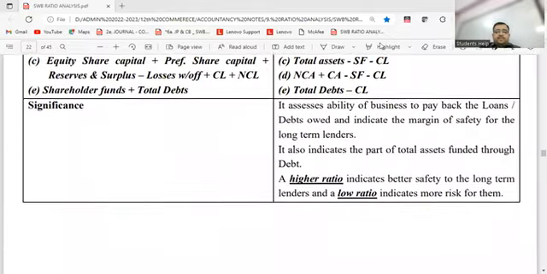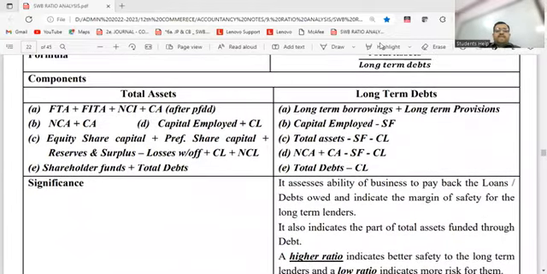Fine, let's go. So this ratio simply indicates that the company in the longer term will be able to pay the amount taken from long-term lenders by selling its total assets. So total assets more and long-term debts less, that is good, or long-term debts more and total assets less, that is good? Total assets should be much more than long-term debts. Then this ratio is good. Logic understood or not?